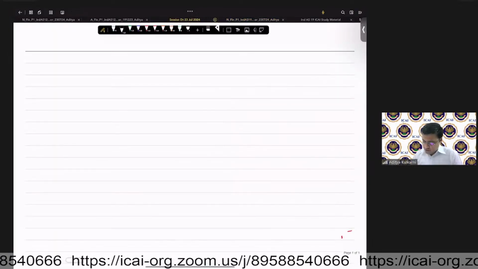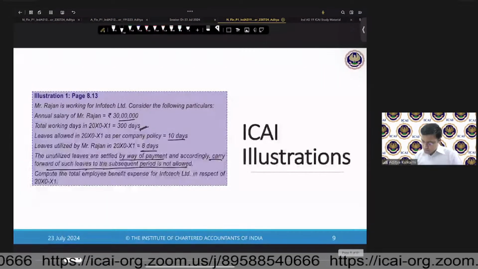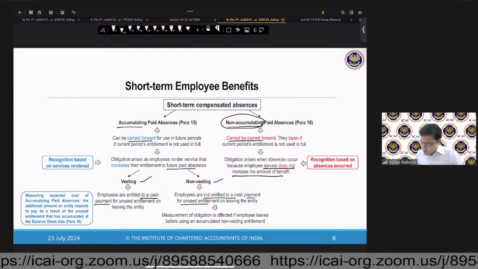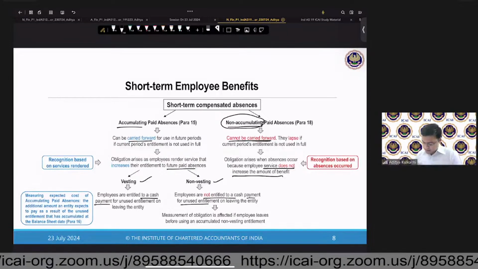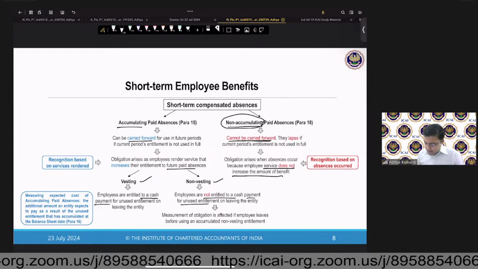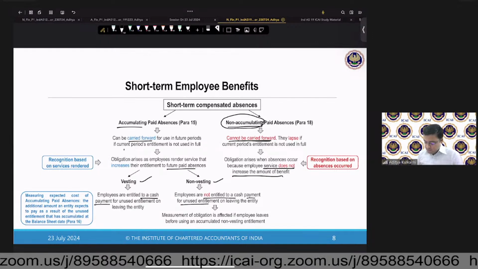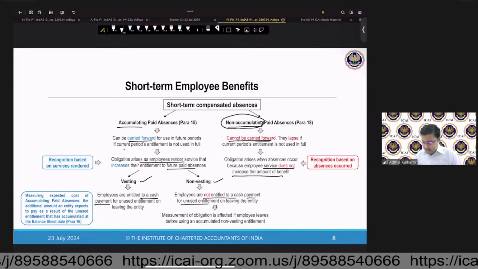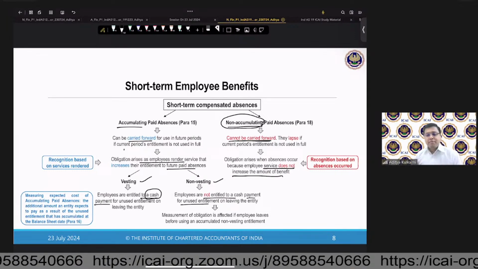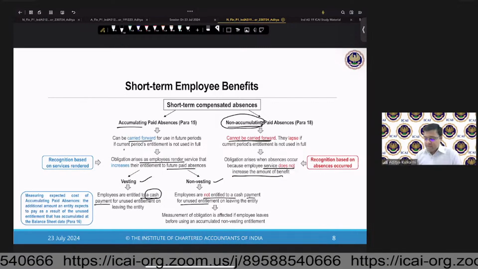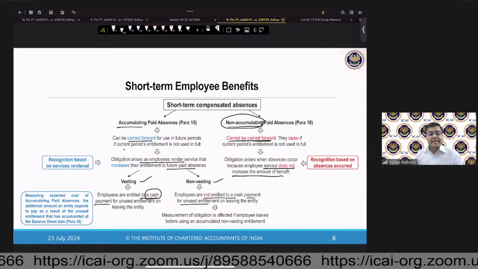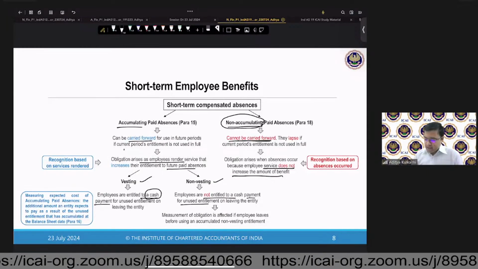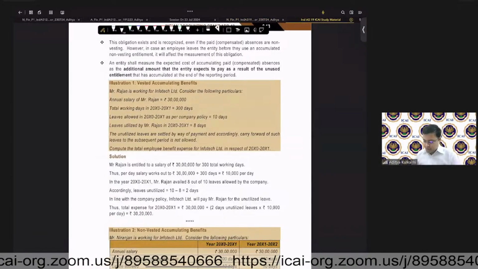Non-accumulating. Are you sure? Is it non-accumulating? Non-accumulating cannot be carried forward. But if you look at accumulating, you can carry it forward. Obligation arises as employees render the service. They are entitled to a cash payment. So these are vesting benefits. आपको लीव के सामने कैश मिलेगा. आपको लीव आपने यूज नहीं किया है, उसके बदले में आपको मिलेगा cash. Instead of that leave, you are going to get cash.